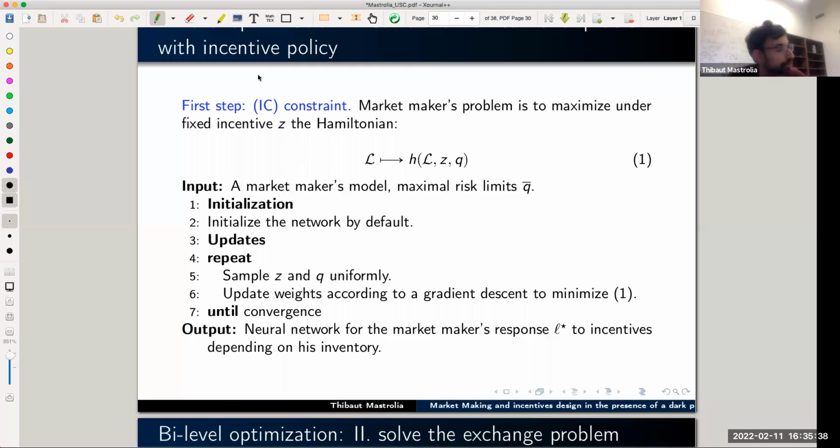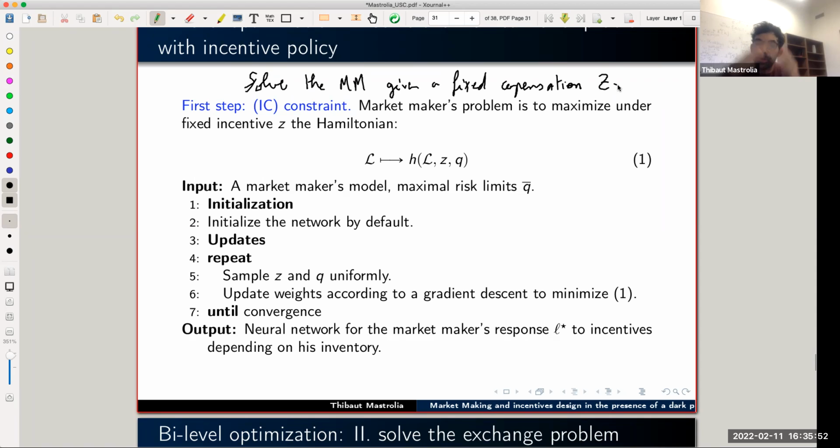So what I want is to solve the market maker problem given a fixed compensation Z, which is just a tuple of ZS, ZAL, ZBL, ZAD, ZBD. So what I mean is that if I want to find the optimizer, the best response of the market maker given a compensation, what I want is to maximize this Hamiltonian. So what I want is to find my optimal L given Z.